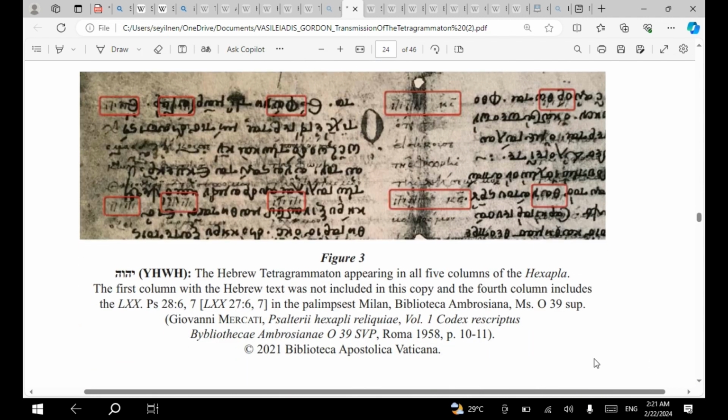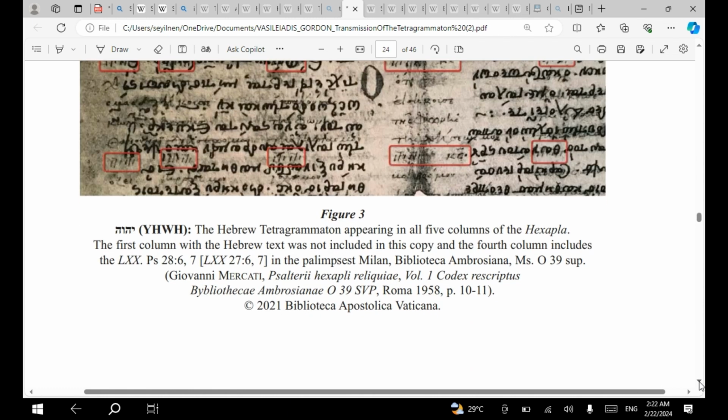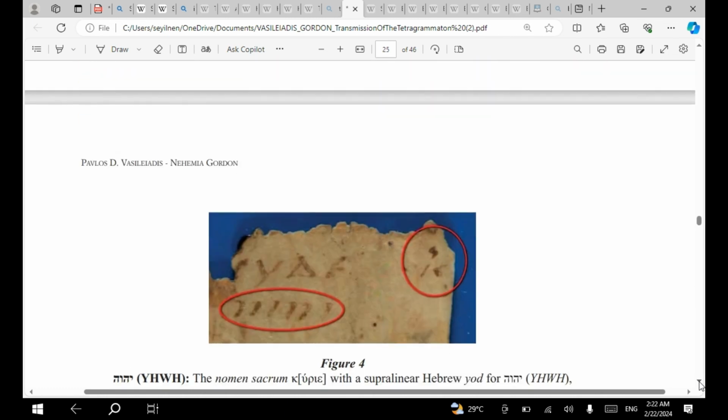And look at this. This is the LXX, Psalm 28 verse 6. Psalm 28 verse 6. Oh, you look at here, right? Very clear. You see the name NINI there? NI-NI. Let's go. This is not the end.